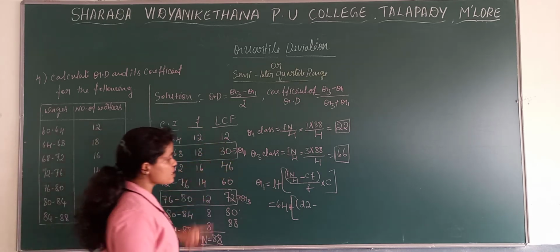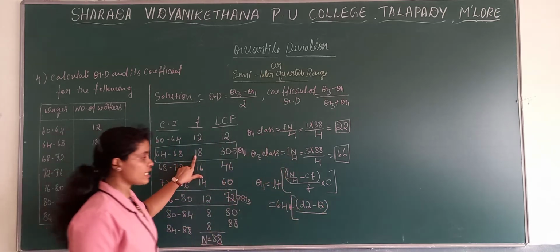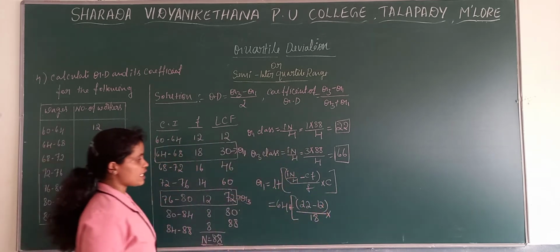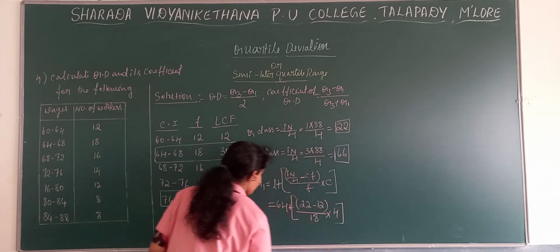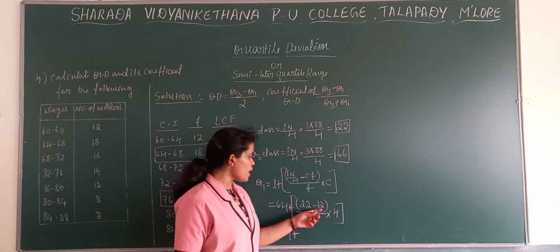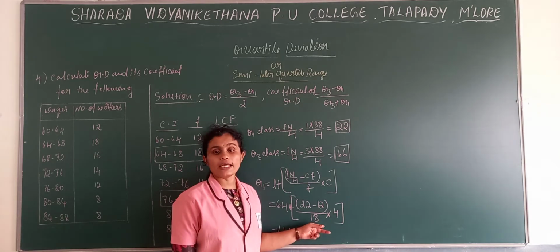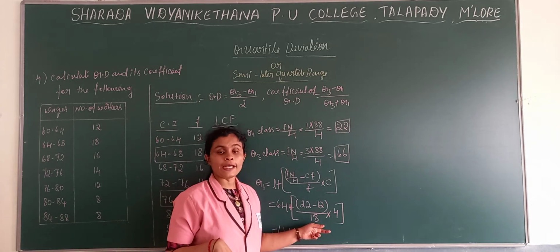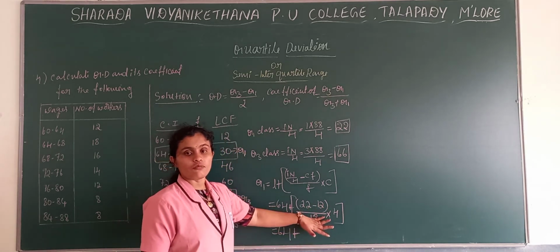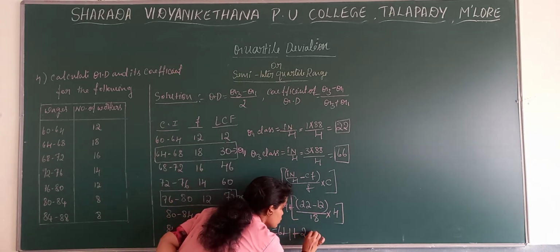Preceding cumulative frequency is 12, divided by the frequency of the class. Frequency of that class is 80, into what is the gap? 64 to 68. Gap is 4. Now 64 plus 22 minus 12, 10 into 4, divided by 18. When you solve this bracket, you get the value as 2.22.